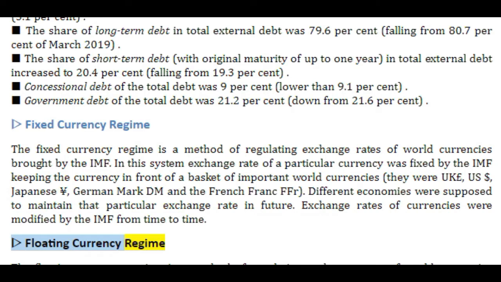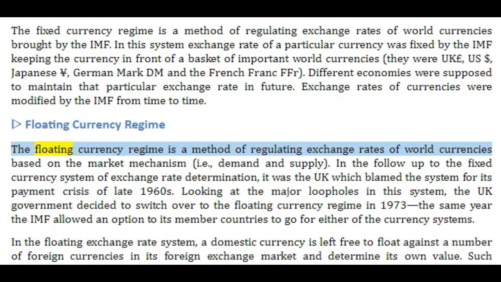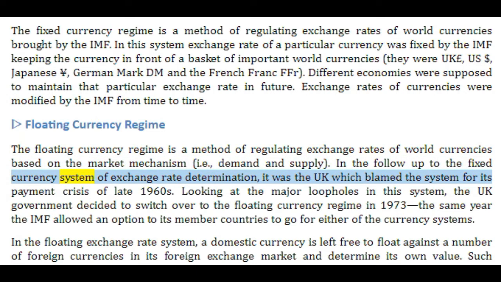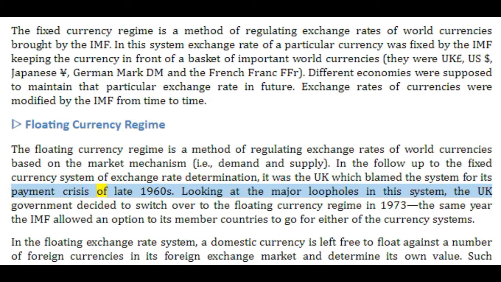Floating currency regime. The floating currency regime is a method of regulating exchange rates of world currencies based on the market mechanism, i.e., demand and supply. In the follow-up to the fixed currency system of exchange rate determination, it was the UK which blamed the system for its payment crisis of late 1960s.